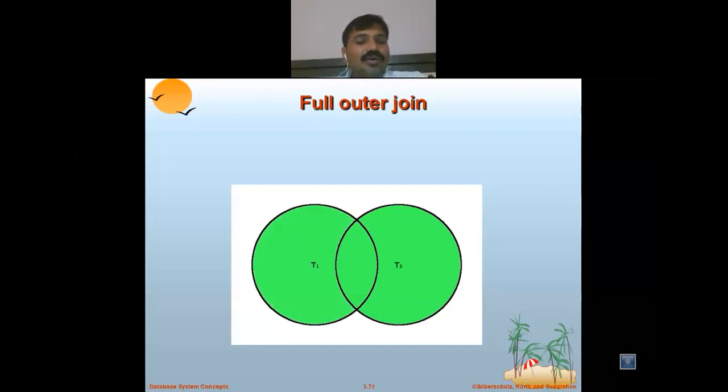Full outer join is nothing but both the tables' records, whether they match or not, will be displayed. That is your full outer join. So that case we can use it.